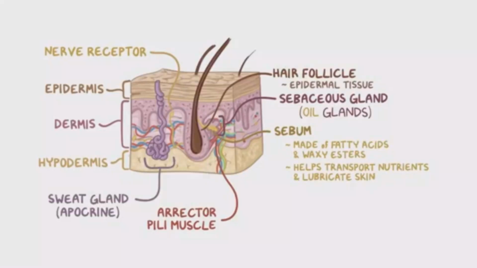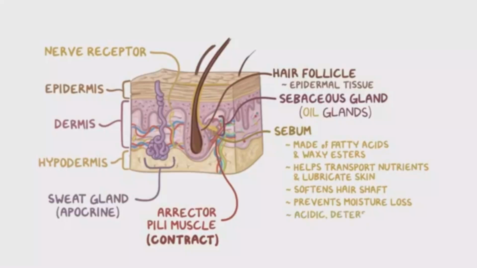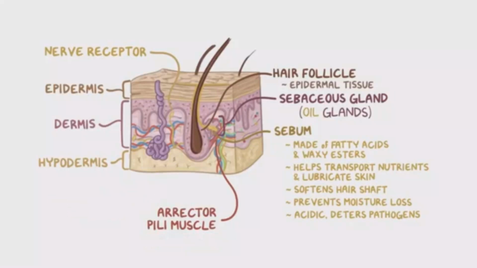As it turns out, erector pili muscles surround the sebaceous glands, so when these tiny muscles contract, sebum gets squeezed out. Sebum softens the hair shaft, preventing it from becoming brittle. Sebum also prevents moisture loss from the skin and is slightly acidic, which helps to deter pathogens. And below all of this is the hypodermis, which is made of fat and connective tissue that anchors the skin to the underlying muscle.